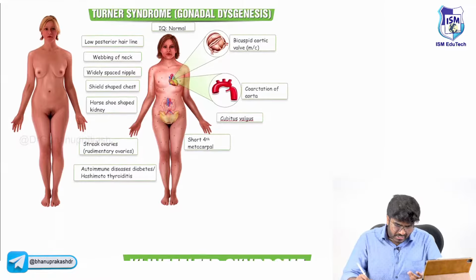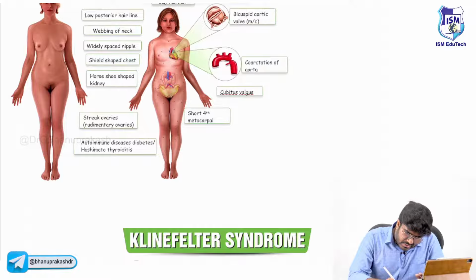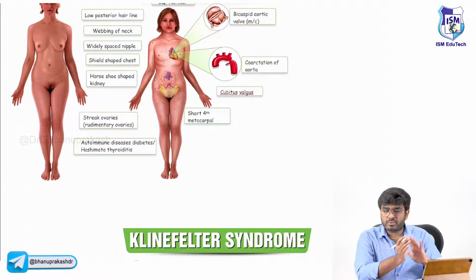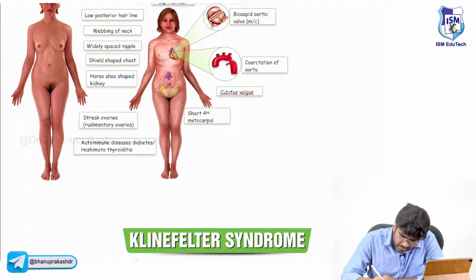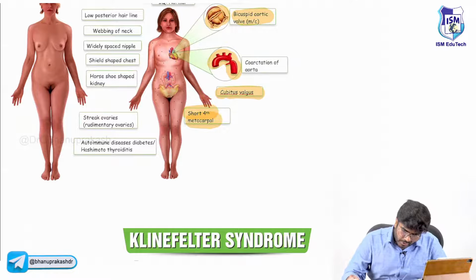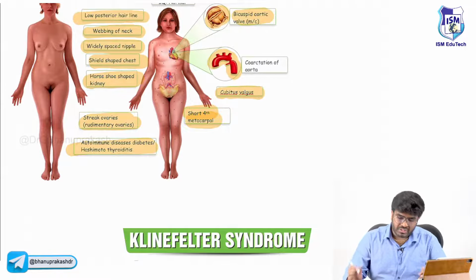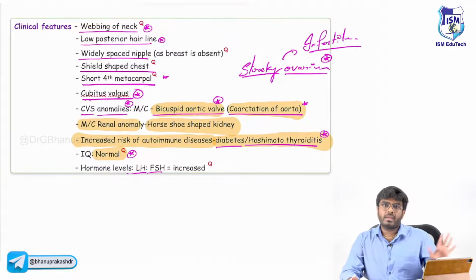Now, the same things I have discussed for every clinical feature. You can very clearly see, sir, this is a normal female which I am showing on one side. And this female, see, she is having coarctation of aorta, bicuspid aortic valve, cubitus valgus, her hands are going to be something like this, short fourth metacarpal, streaky ovaries, autoimmune diseases like diabetes mellitus, horseshoe kidney, shield-shaped chest, widely spaced nipples, webbing of the neck, and low posterior hairline. Each and every point I have discussed, sir.